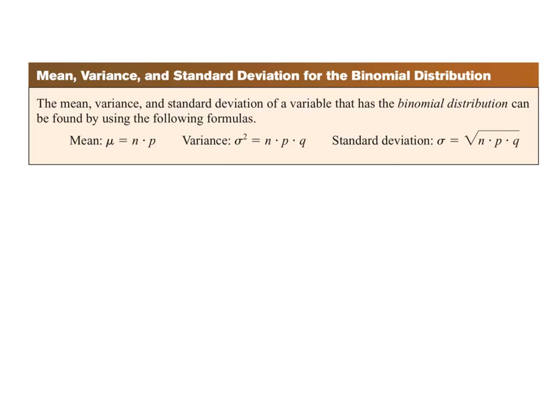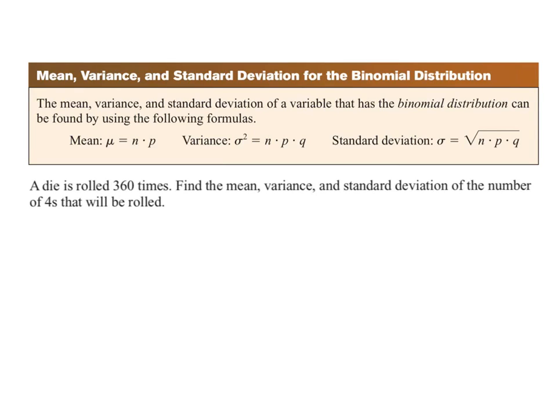Example. A die is rolled 360 times. Find the mean, variance, and standard deviation of the number of 4s that will be rolled. Okay? So, a couple things. We have a fixed number of trials. A success is rolling a 4. A failure is not rolling a 4. Each time the die is rolled, the probability is not impacted on the next roll. So it is a binomial experiment.